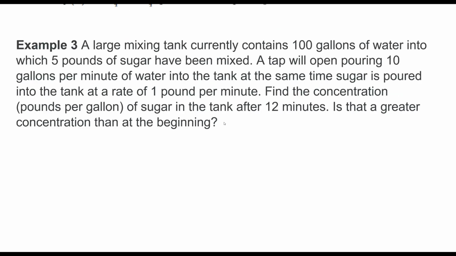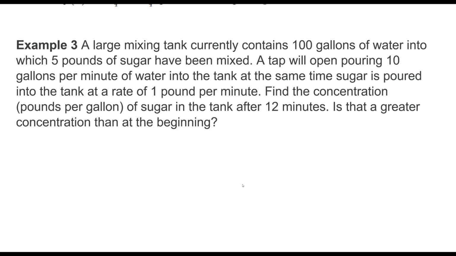A large mixing tank currently contains 100 gallons of water into which 5 pounds of sugar has been mixed. A tap will open, pouring 10 gallons per minute of water into the tank. At the same time, sugar is poured into the tank at the rate of 1 pound per minute. Find the concentration in pounds per gallon of sugar in the tank after 12 minutes. Is that a greater concentration than at the beginning?